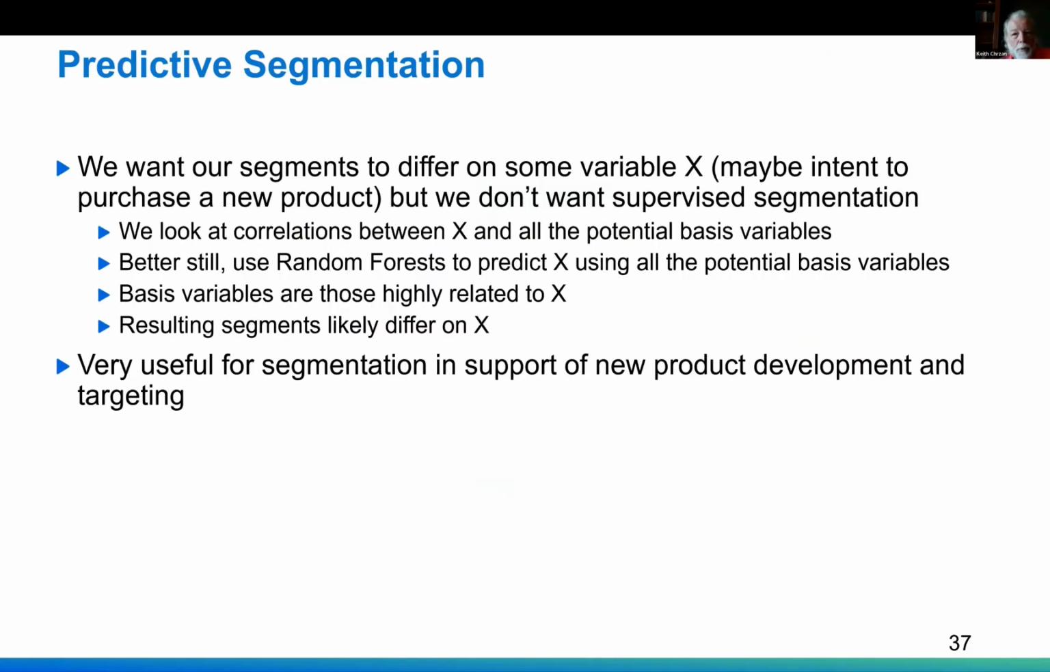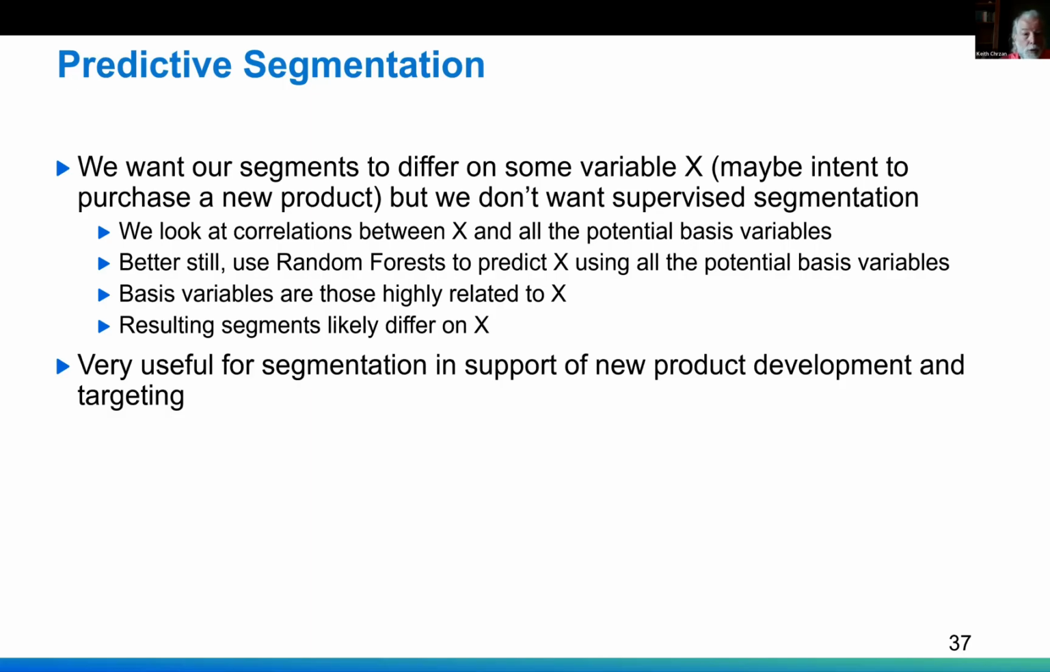In between the supervised and unsupervised is something I do a lot called predictive segmentation. So we want our segments to differ on some variable X. Maybe it's intent to purchase a new product, but we don't want to do supervised segmentation. And oftentimes, we're not wanting to do supervised because we don't really have the sample size that you need to do a good one. You really need to have 1,000. Usually I like to ask for at least 1,000 respondents when I'm doing those supervised segmentations. And sometimes I can't get that.